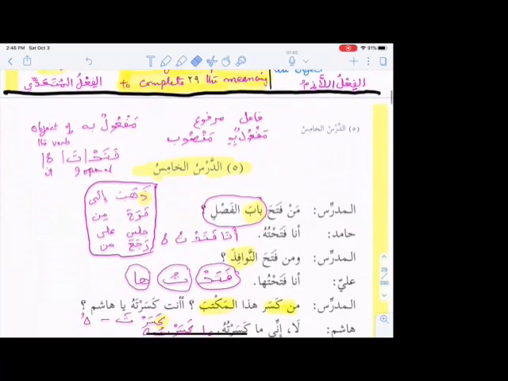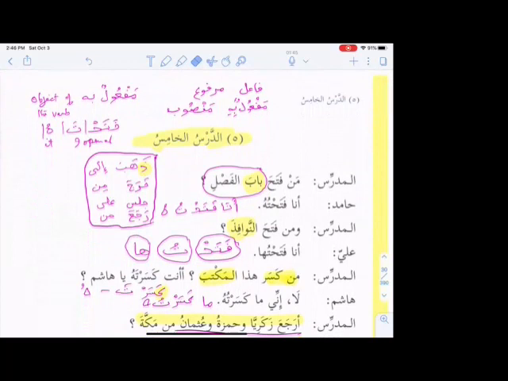So we are repeating that, my brothers and sisters. See, man fataha bab al-fasli. Man fataha, who opened? Opened what? The door of the classroom. Did you get it? Man fataha bab al-fasli. What is the answer? Ana, I opened it.